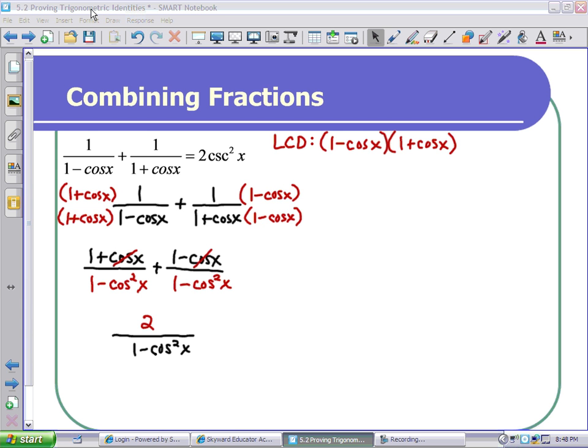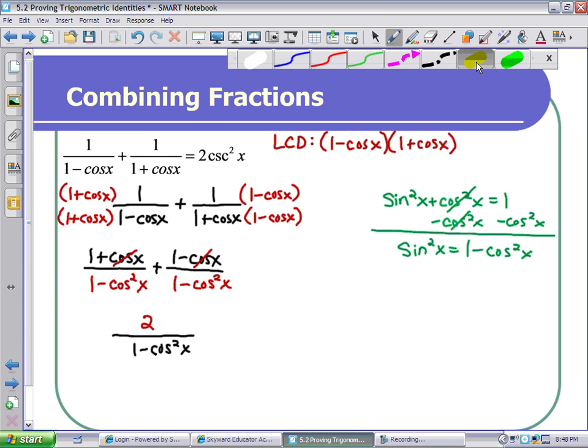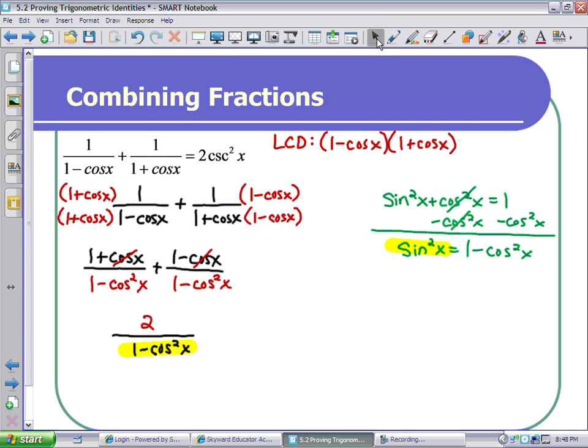The denominator, 1 minus cosine squared x, can be replaced using our Pythagorean identity, which says sine squared x plus cosine squared x is equal to 1. Well, if I subtract cosine squared x from both sides of the identity, you're going to see that I get sine squared x is equal to 1 minus cosine squared x. We're now going to replace 1 minus cosine squared x in the denominator with sine squared x from our Pythagorean identity.